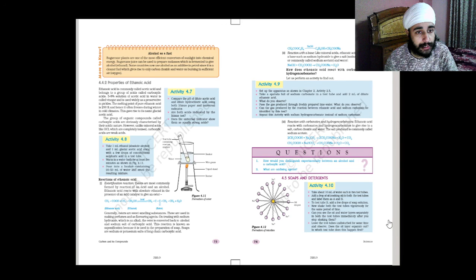Now, till now, here is alcohol as fuel. Sugarcane plants are one of the most efficient converters of sunlight into chemical energy. The sugarcane juice can be used to prepare molasses, which is fermented to give alcohol, that is ethanol. Some countries now use alcohol as an additive in petrol. It is a cleaner fuel which gives rise to only carbon dioxide and water on burning in sufficient air.